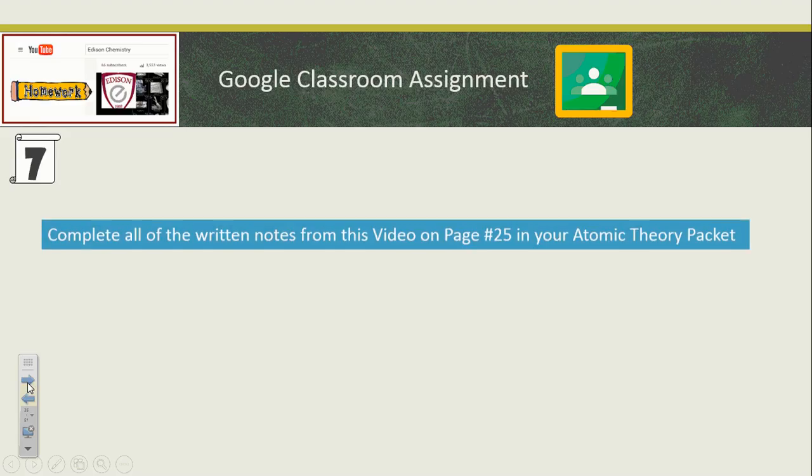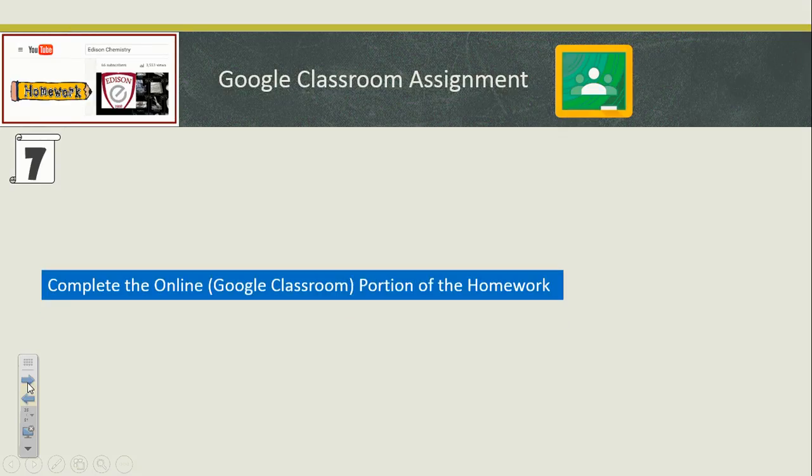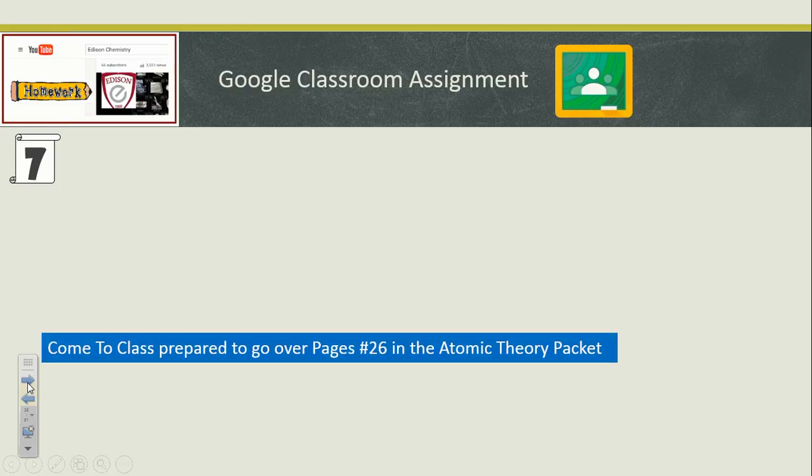So your Google Classroom assignment is obviously to finish your notes, take a screenshot, upload it, prove that you've done it, complete the online portion of that homework, and then come to class ready to do a page or so in our atomic theory packet. We need the periodic table to help interpret this stuff.